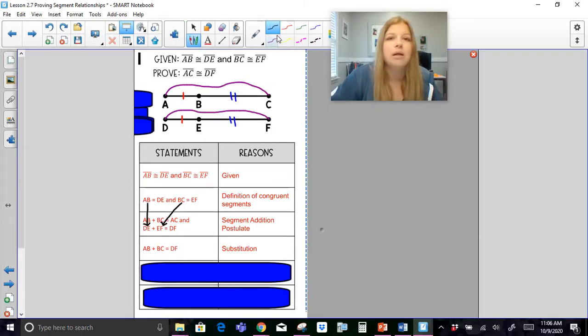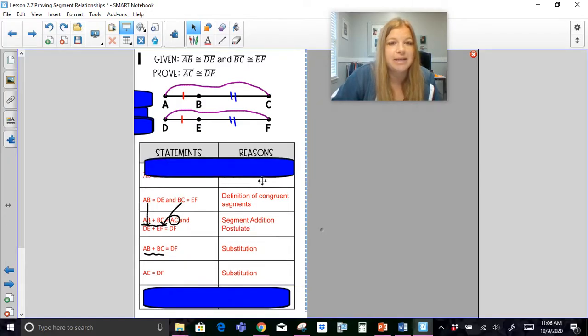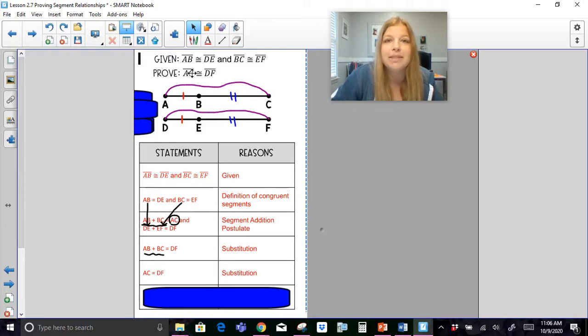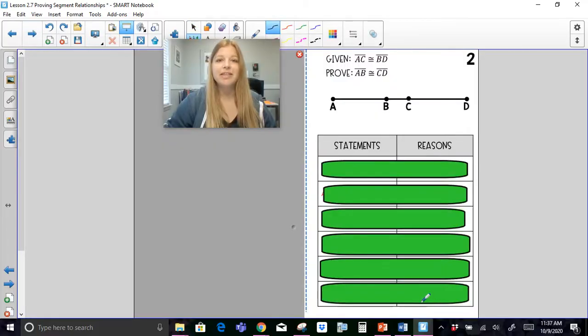Now, here's the deal. Because AB plus BC, we actually already know, look, it's up here, AB plus BC is equal to AC. I can now say that AC is equal to DF, again by substitution, and that brings me exactly where I want to be. I want to prove that the segments are congruent. Well, here I have that the measures are equal, so therefore if the measures are equal, the segments are congruent, and I'm done with my very first proof. Excellent. Let's take a look at the next proof.